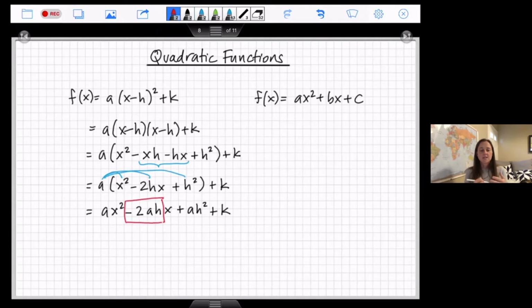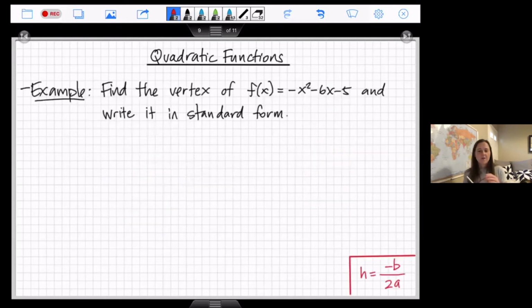Now, if this is going to be the same quadratic function as the one on the right, then that negative 2ah has got to be the same number as whatever b is. Right? So I have negative 2ah must be the same number as that number b. And if I solve that little relationship there for h by dividing by negative 2a, you get that formula, h equals negative b divided by 2a. So that's where that formula comes from.